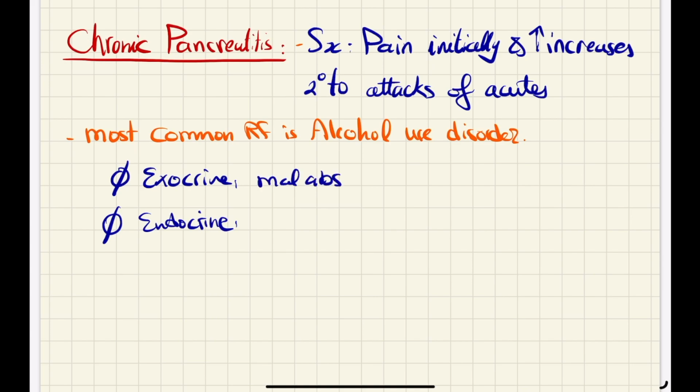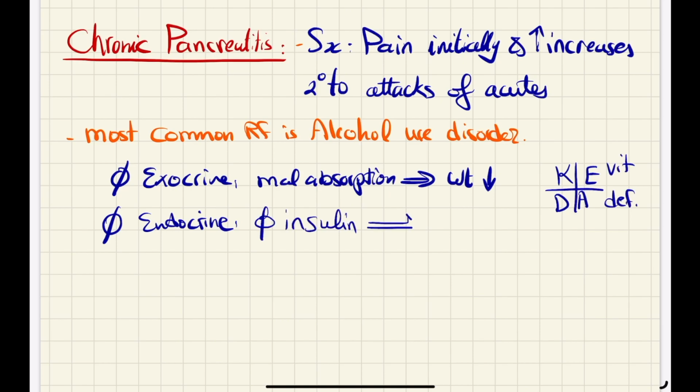The loss of the exocrine function of the pancreas will lead to malabsorption. And this will lead to weight loss. And fat malabsorption will lead to vitamin K, E, D and A deficiencies. And the loss of the endocrine function and the lack of production of insulin will lead to diabetes mellitus. So regarding the presentation, remember all these things.